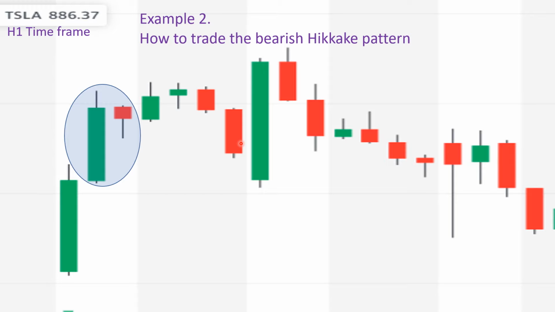With a breakout of the low of the inside bar. This bearish candle breaks the low of this inside bar. So as soon as this bearish candle, or this price, drops down and breaks the low of this inside bar, you can exit the market right there and put your stop loss 1 or 2 ATR above the high of the Hikkake pattern. So that's how you trade the bearish Hikkake pattern.